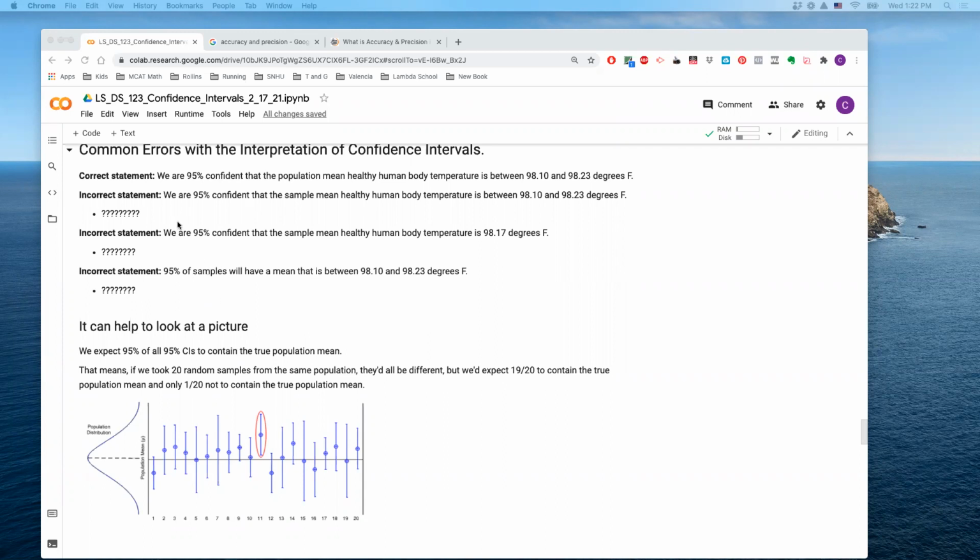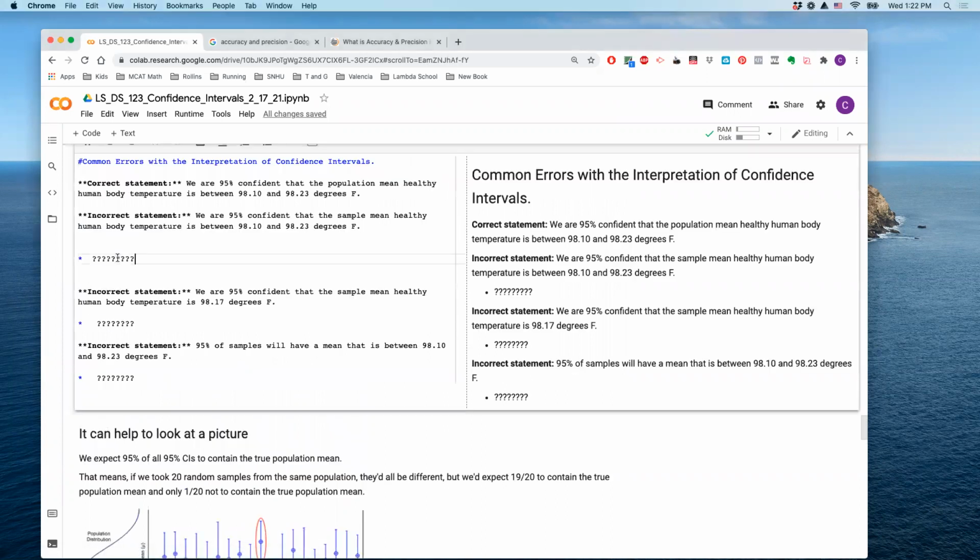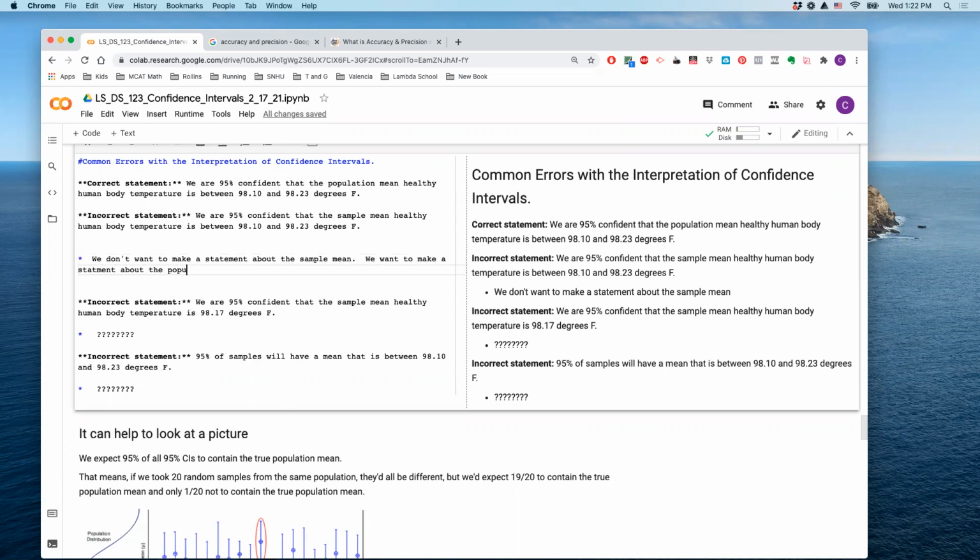Exactly. Thank you, Eric. Perfect. We don't want to make a statement about the sample mean. We know what the sample mean is. We calculated it. That's not what's interesting. We want to make a statement about the population mean. So we don't want to make a statement about the sample mean. We want to make a statement about the population mean.